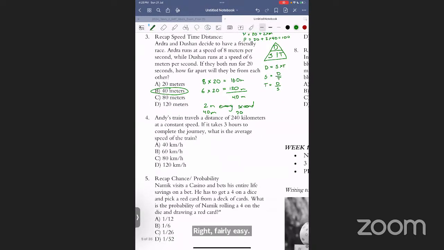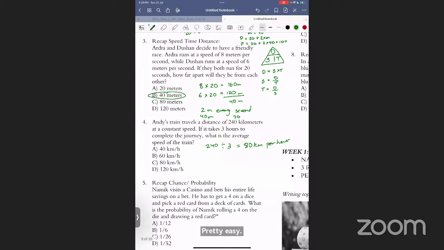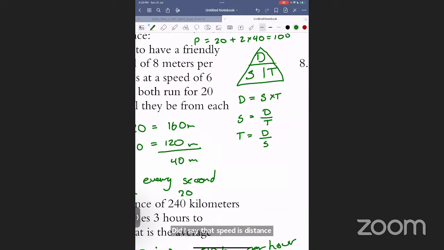Question 4 is fairly easy as well. Andy's train travels a distance of 240 kilometers at a constant speed. So you have 240 divided by 3 hours, and that gives you 80 kilometers per hour. Pretty easy. Did I say that speed is distance divided by time? Yep. As you can see, distance is at the top, time is at the bottom, so distance divided by time. There you go.